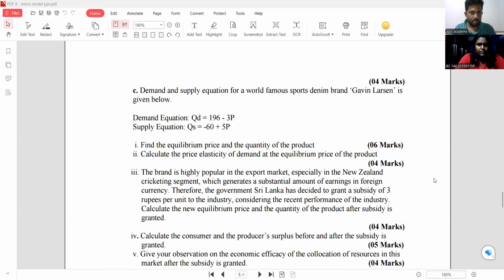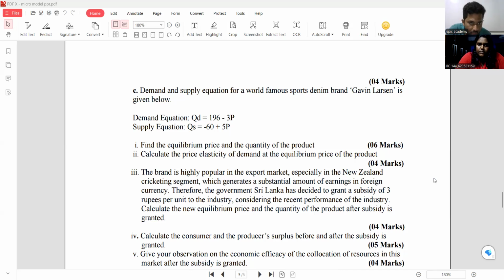Equilibrium price: calculate the elasticity of demand at the equilibrium price. We haven't discussed the equilibrium point yet. Before we discuss the equilibrium, we have to identify the supply equation and supply theory. After that, we can calculate the equilibrium prices and quantities related to the equations. Otherwise, we cannot do it.